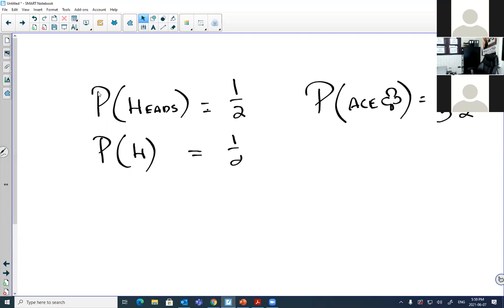You can actually even write it this way, which is kind of cool. Watch this one. The probability of tails with a line through it. So what does that mean? Not exactly the same as the one above it. So the probability of not getting a tails would be the probability of getting a heads.